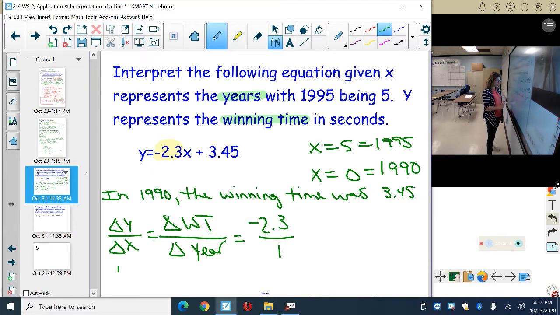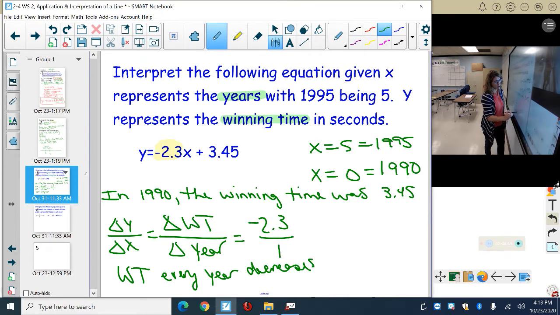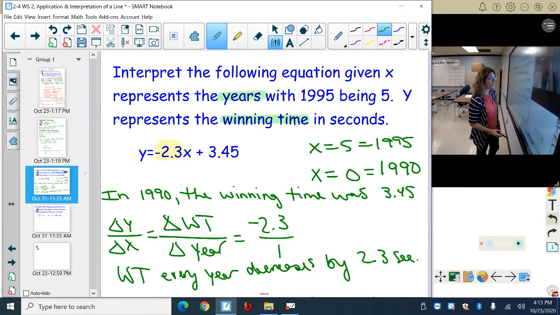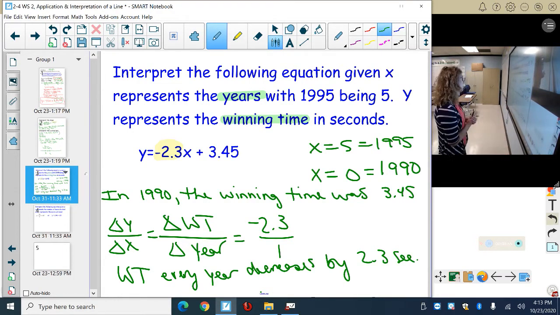So the winning time every year decreases by 2.3 seconds, or is getting faster by 2.3 seconds, right? That's what that means if you're racing.